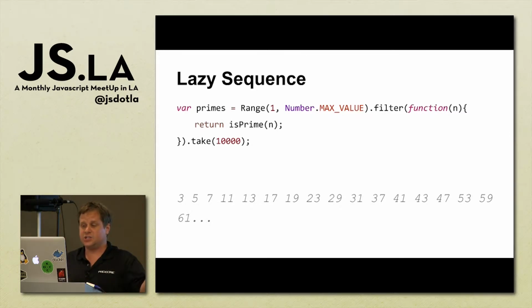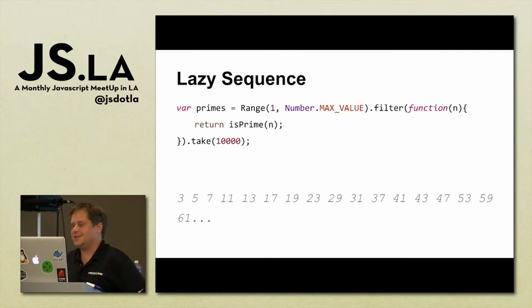So here we've got a range again, this time from 1 to Number.MAX_VALUE, which is some ungodly huge number, right? And we're calling filter against that and returning, filtering out the numbers that are prime. And then we're taking the first 10,000.